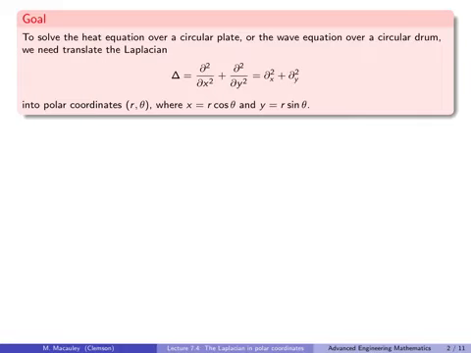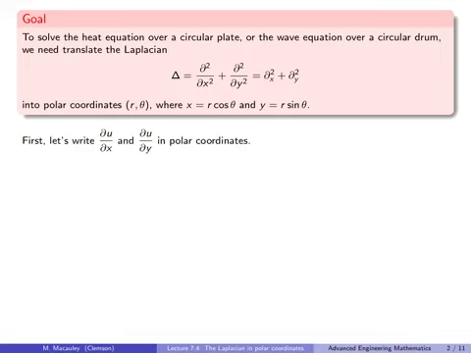So we need to write this in polar coordinates, r and theta, where x equals r cosine theta and y equals r sine theta. Think back to vector calculus when we had dA. If we wanted to integrate with respect to area, in Cartesian coordinates dA was dx dy. But in polar coordinates, dA was not dr d theta anymore, it was r dr d theta. So that's sort of what we're doing here. We're taking a differential operator in Cartesian coordinates and translating it into polar coordinates.